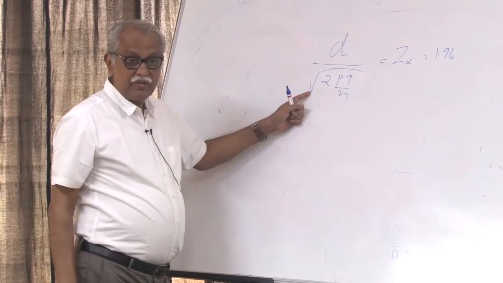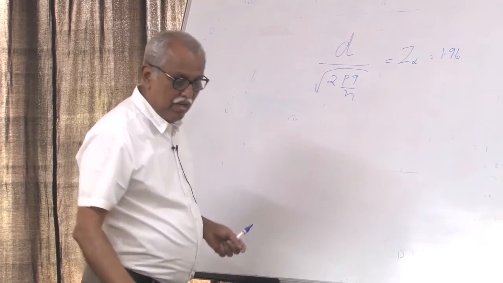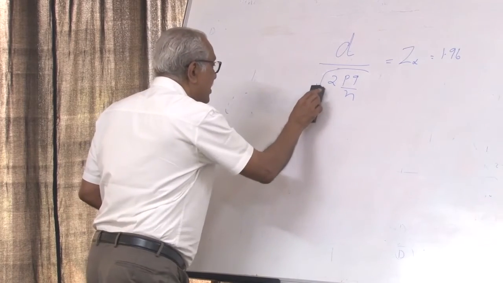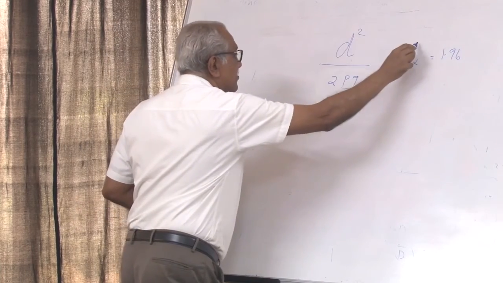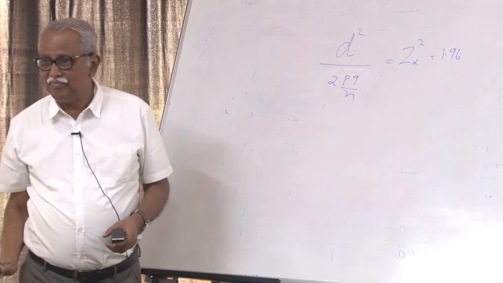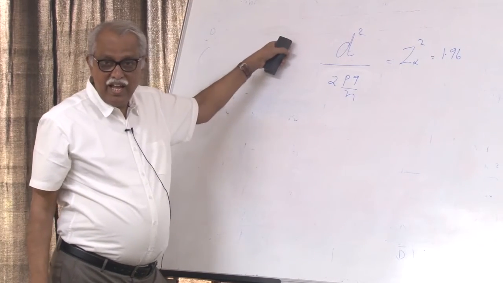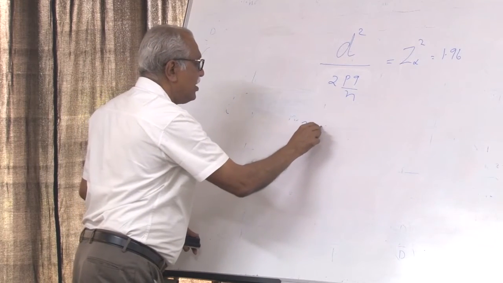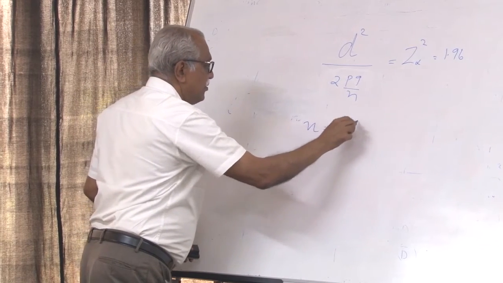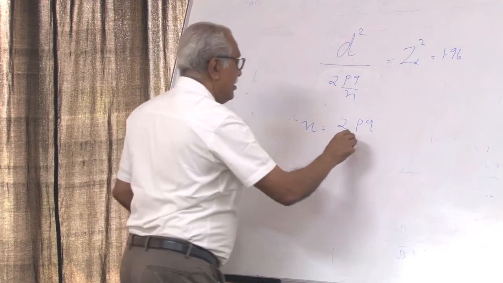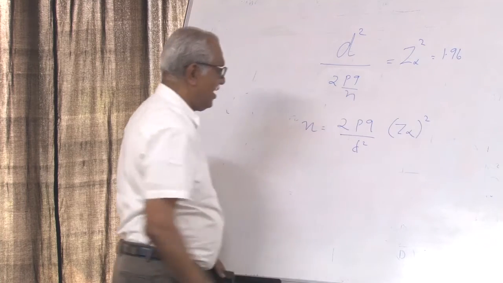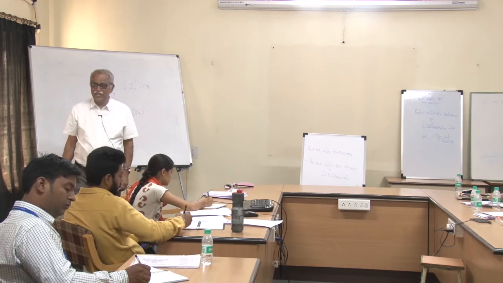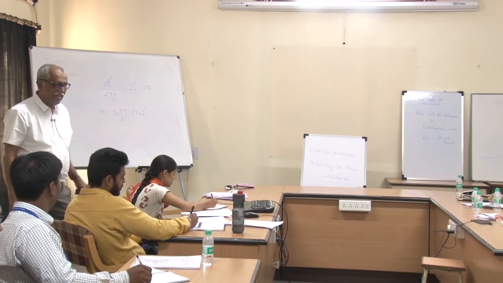So now, to get the n out, we have a problem. Why? The square root is sitting there. And I showed you, whenever you find a square root, just take a duster and rub it off. And there you are. But then this becomes squared and this becomes squared. That's not bad. Now you are in a shape to take out this n. And n is equal to 2PQ by d square into Z alpha squared. We got a sample size calculation. All right? That is the sample size that you are going to have.